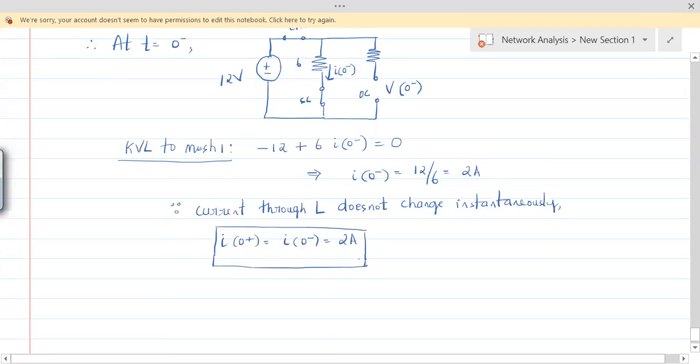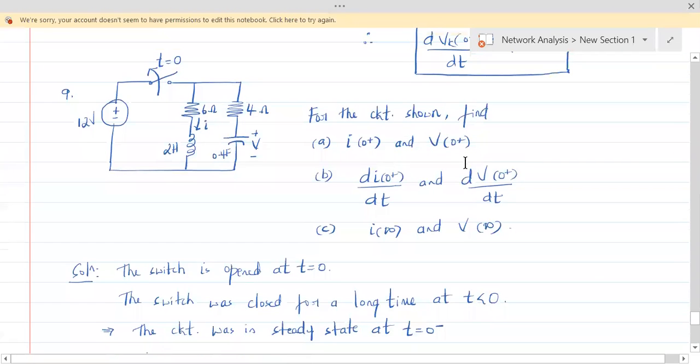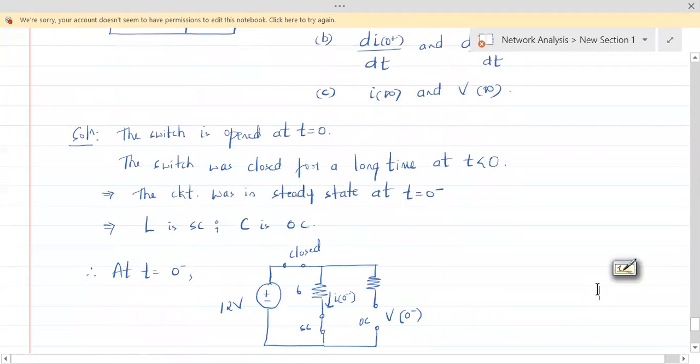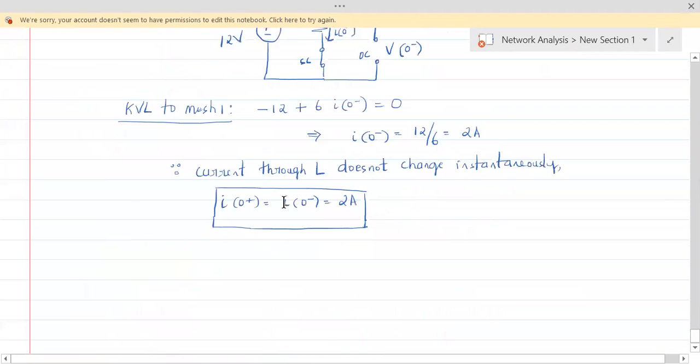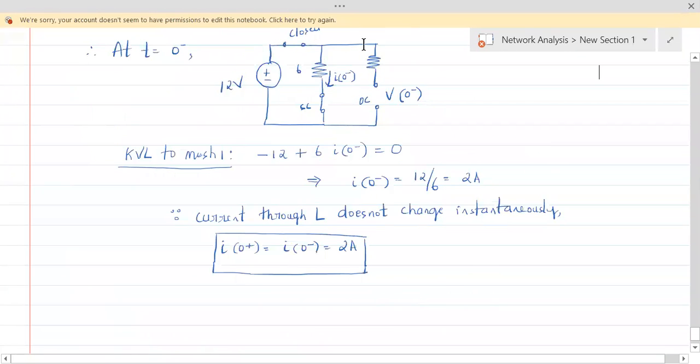Now what do we need to do? We need to find V of 0 minus. Why do we have to find V of 0 minus? Because we have been asked to find V of 0 plus also. So let's find V of 0 minus and then say that V of 0 plus is equal to V of 0 minus. So how to find V of 0 minus? Let's go with this outermost path. KVL to the outermost path.